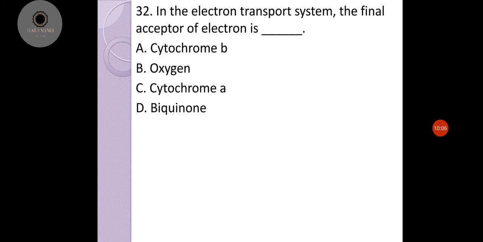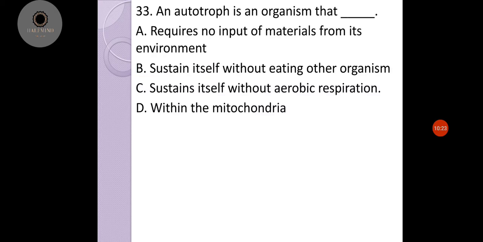32. In the electron transport system, the final acceptor of electron is, again, diniscuss ko na to kanina, the final electron acceptor in the ETC or the oxidative phosphorylation is oxygen to form water. 33. An autotroph is an organism that A. requires no input of materials from its environment, B. sustains itself without eating other organisms, C. sustains itself without aerobic respiration, or D. within the mitochondria. Now again, if you know what is an autotroph, you can answer directly this question.